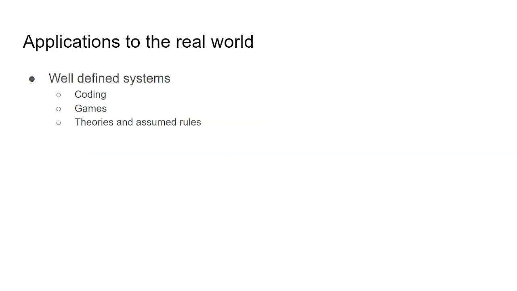Now, there are some well-defined systems in the real world. I think coding is a good example, where we create the rules of how code works. As long as the hardware functions correctly, then we know the rules that govern how code works. So we can actually prove certain things to be true.